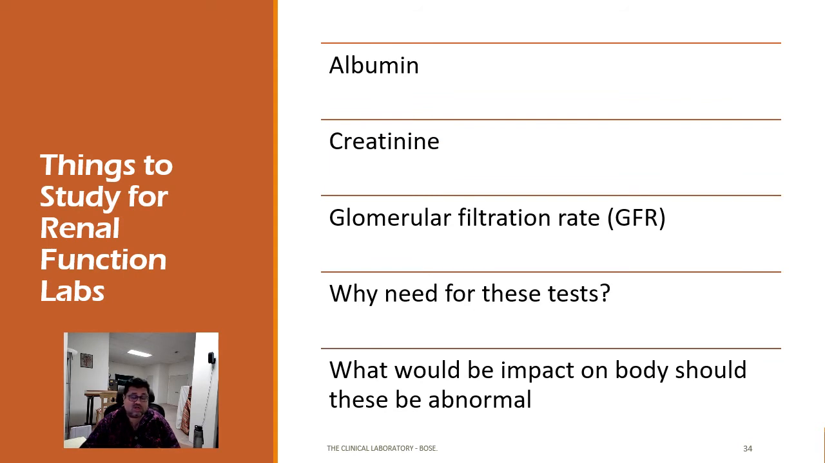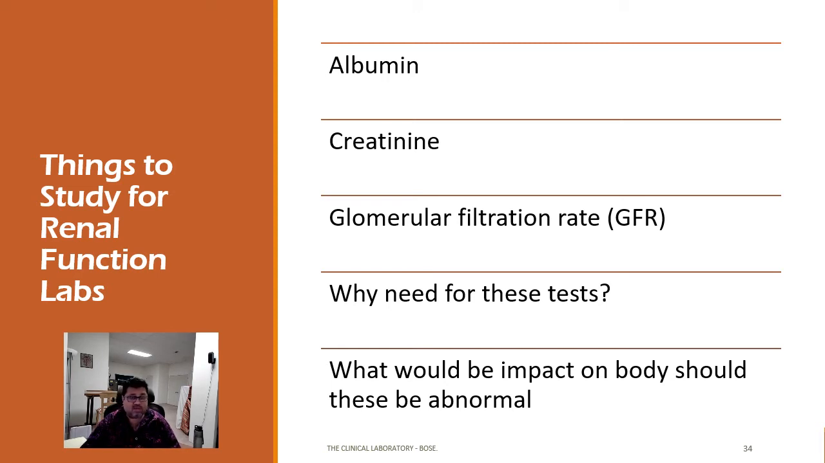The guidelines to study for the renal function tests are the ranges of each one of these in the plasma and in the urine, and what is the implication of these tests? What should you interpret should these tests come abnormal in the urine or the blood? Let me give you an example.